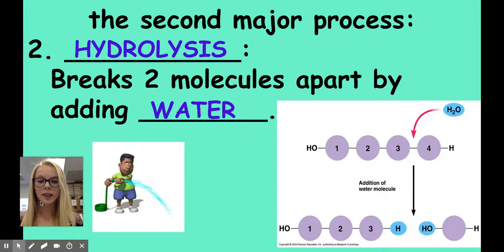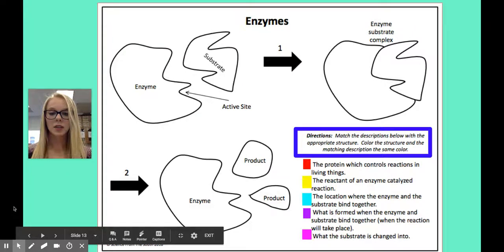The second reaction is hydrolysis. In this process, two molecules are broken apart or separated by adding a water molecule. This image shows an H2O molecule being added between molecules 3 and 4. The separated molecules then receive one part of the H2O molecule, either H or OH. Use this coloring guide to help you color the diagram in your notes.